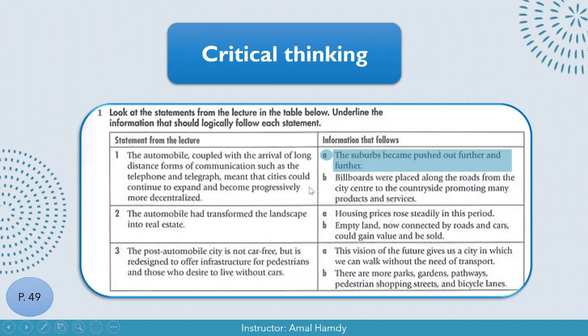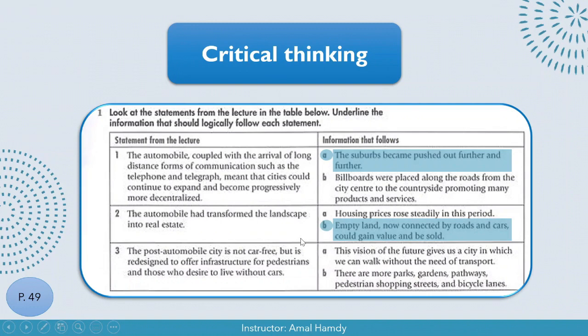A would follow the statement. Why? Because he is talking about how cities are going to become decentralized. So this means that they are going to expand. They are going to be pushed further and further. Number two, the automobile had transformed the landscape into real estate. Then we have two sentences. Either housing prices rose steadily in this period, or empty land, now connected by roads and cars, could gain value and be sold. Which of the following sentences should follow sentence number two logically?